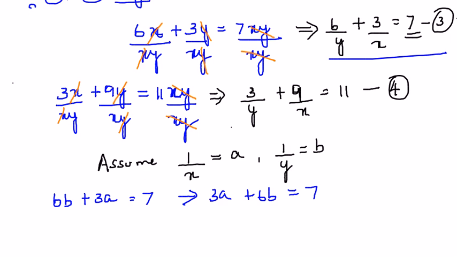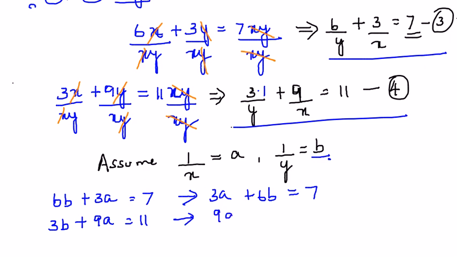அதே மாதிரி take the fourth equation. Fourth equation becomes, this equation here becomes 3b. ஏன் b போடுற? 3 by y is nothing but 3 into 1 by y. 1 by y தான் நம்ம b ன்னு assume பண்ணிருக்கோம். So that is why I am writing like this. 3b plus 9a is equal to 11. So let's put a first. So 9a plus 3b is equal to 11.